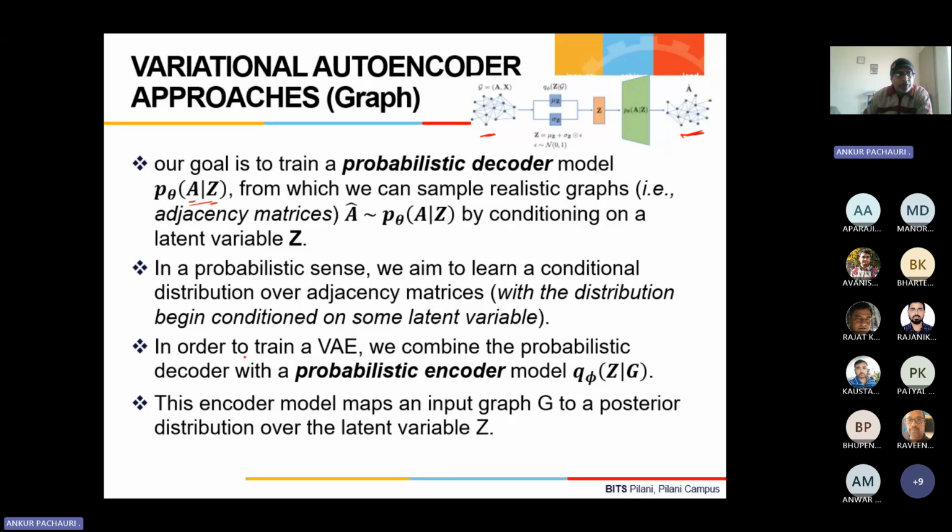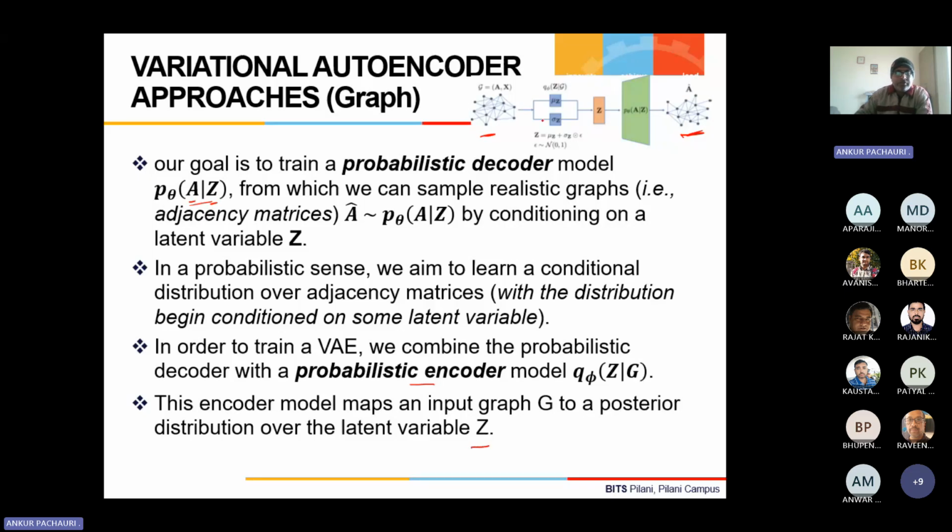So in order to train our variational autoencoder, we combine the probabilistic decoder with the probabilistic encoder model. Encoder and decoder both work simultaneously. This encoder model maps the input graph to a posterior distribution over a latent variable Z.